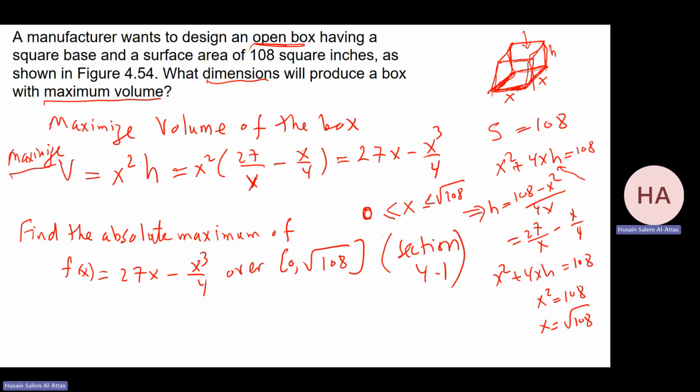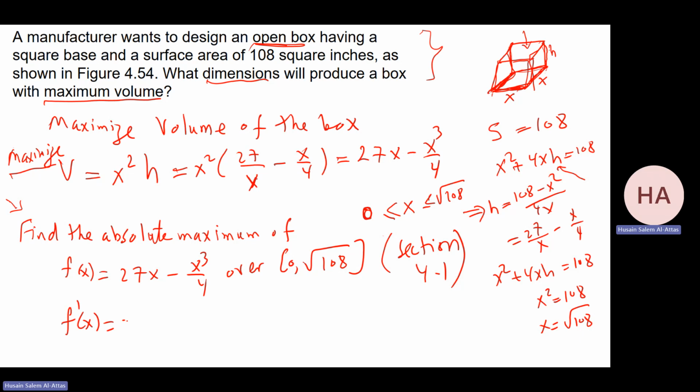What we will do: find f prime, then find the critical numbers, then find f at the critical numbers, and find f at the endpoints. That's it. The largest will be the absolute maximum. The smallest will be the absolute minimum. Actually, I'm looking for the absolute maximum in this case. So this is now my problem. Now I changed it into a problem in section 4.2.